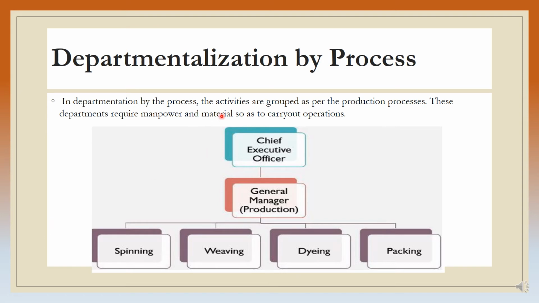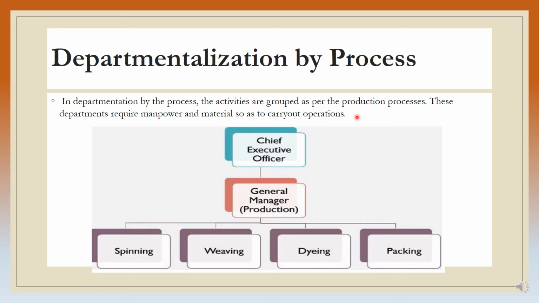So the activities are grouped as per the production process. These departments require manpower and material so as to carry out operations. Now, this type of pattern of departmentalization, according to the process, is seen in manufacturing firms, usually with assembly line processing. So it is prevalent in, let's say, engineering, textile, petrochemical refineries, etc. Now, which require expensive equipment.